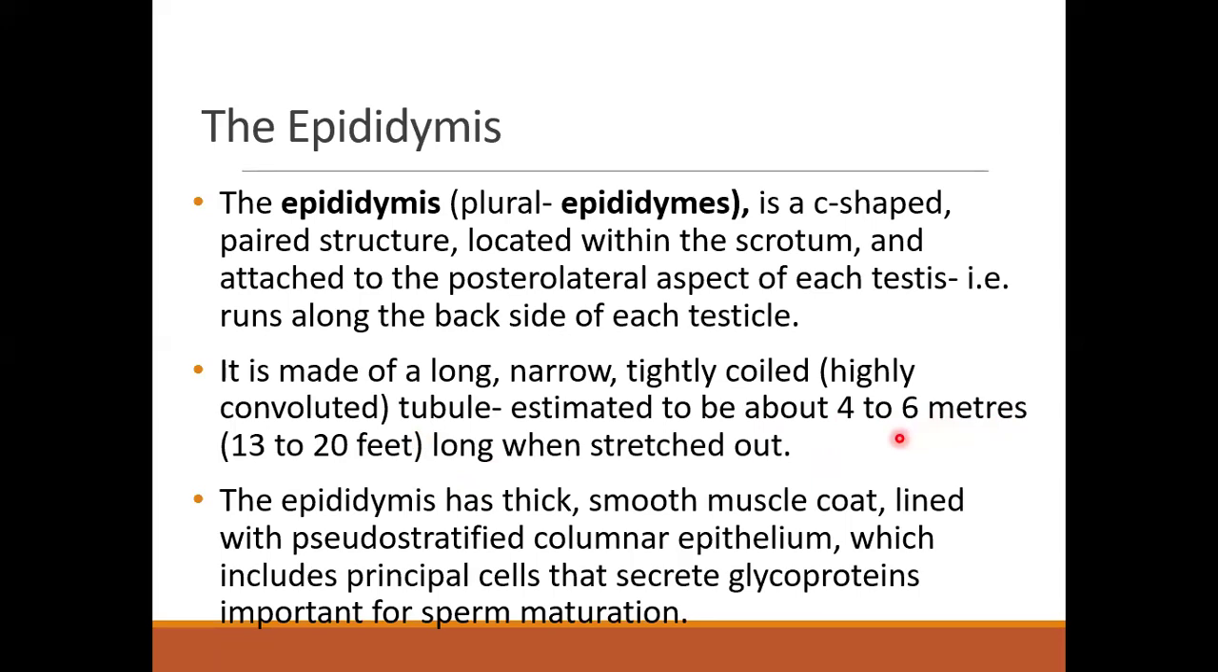Now, the epididymis has a thick, smooth muscle coat lined with pseudostratified columnar epithelium, which includes principal cells that secrete glycoproteins important for sperm maturation.